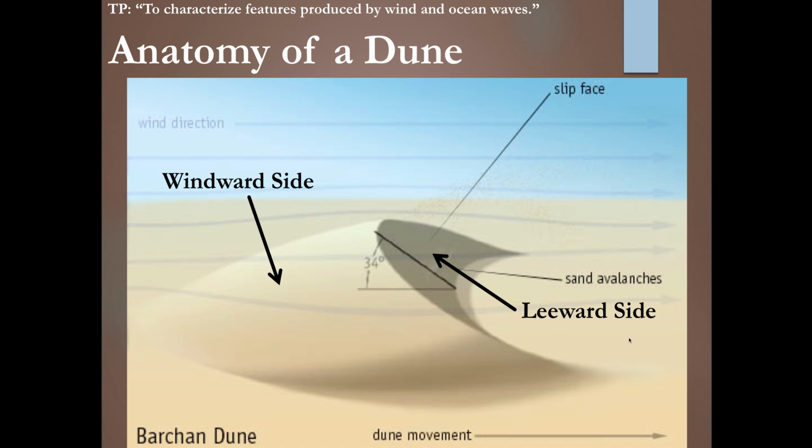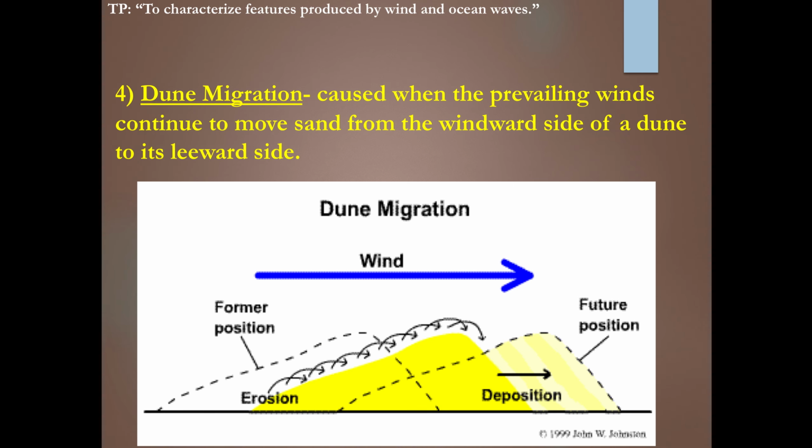Okay, 4. Dune migration. Caused when the prevailing winds continue to move sand from the windward side of a dune to its leeward side. Notice that it goes from left to right. All these sand grains will move up this mound, this dune, and it gets to a certain point in elevation, and it just falls over the other side. So dunes can move, they can migrate.